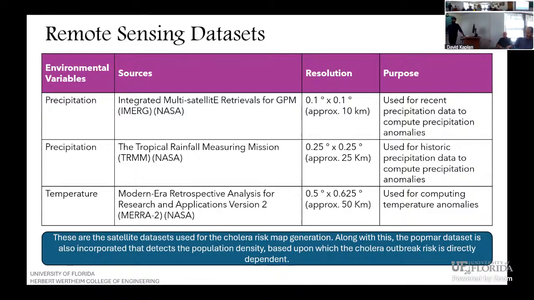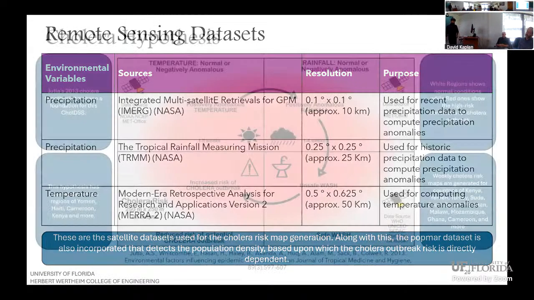Next comes the temperature. For temperature, MERRA-2 is the only boss. It can provide us with the recent data, and it can provide us the long-term data. So it's just one data set that we use. And apart from that, we also use the population data set, because cholera has a direct link with the population. That's why population was also brought into the picture.